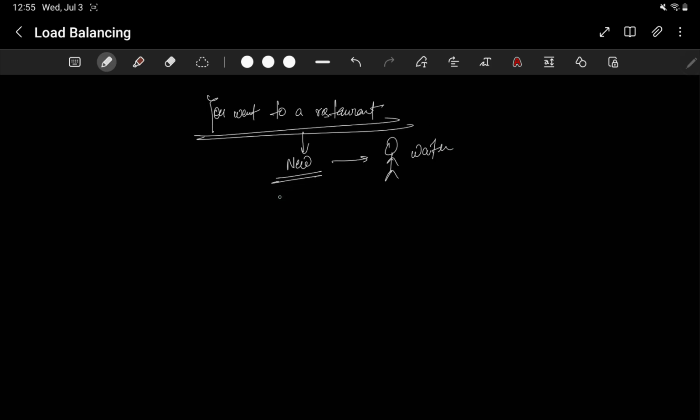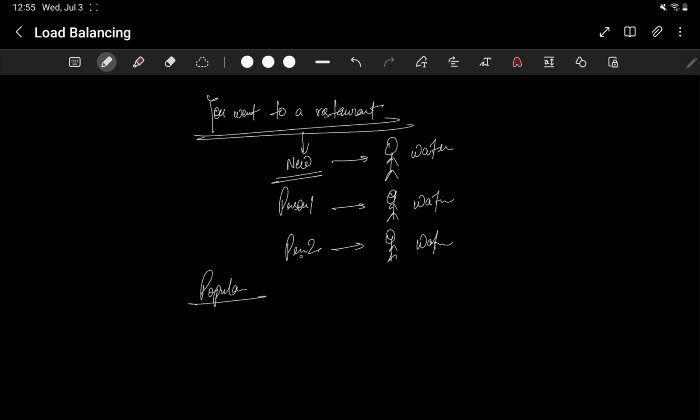Next, after you leave, another person comes. Person one. The same waiter comes and takes the order and leaves. Now, when this person left, person two comes. Again, the waiter comes, takes his order, serves him, everything happens. Now, slowly, the restaurant became popular.